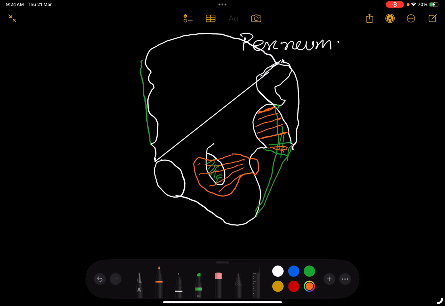And the pin structures are the pudendal nerve, the internal pudendal artery, and the nerve to obturator internus. So these are pin structures, and as they approach the ischial tuberosity, they lie in a canal which is called the Alcock's canal.